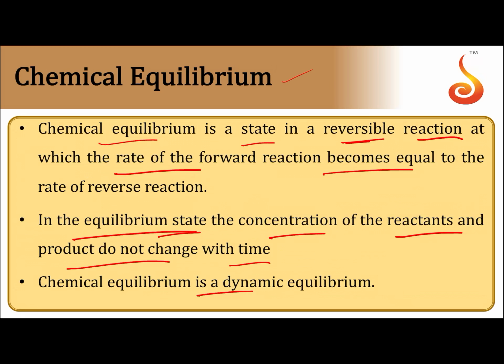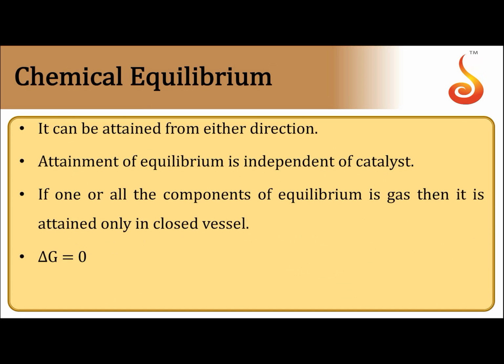Chemical equilibrium is also dynamic in nature, as well as the concentrations of reactants and products not changing with time. And it can be attained from either direction. For example, we can attain equilibrium between H2, I2 and HI by starting with H2 and I2, or even by starting with HI to give H2 and I2. So we can attain equilibrium from the reactants or even from the products.